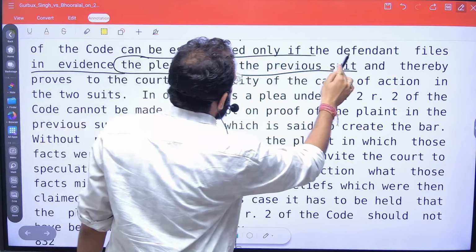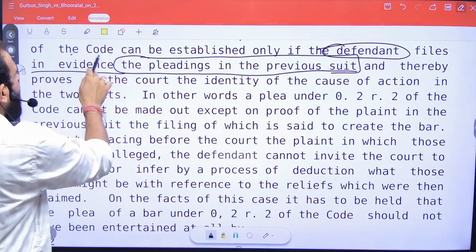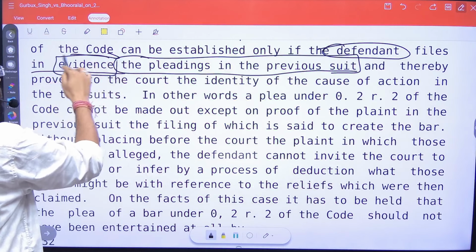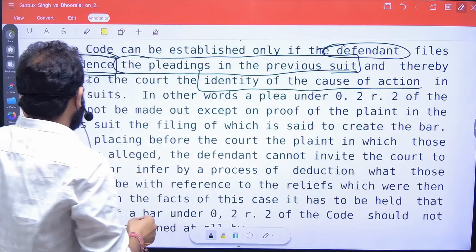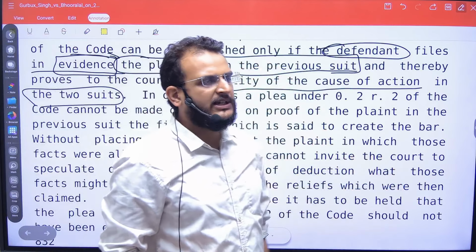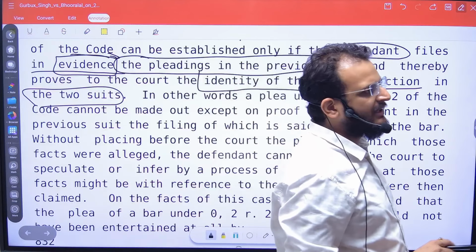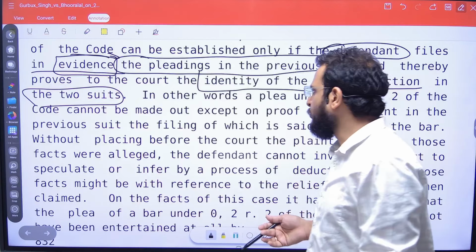तो defendant को अगर objection उठाना है, if the defendant is raising the objection of Order 2 Rule 2, what evidence does the defendant have to give in the court? Yes everyone, pleadings of the previous suit, and thereby prove to the court the identity of the cause of action in the two suits. He has to prove that whatever the cause of action was earlier in the former suit, the same cause of action is there in the subsequent suit also.